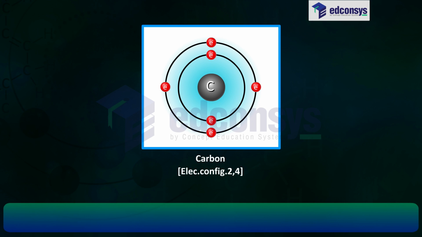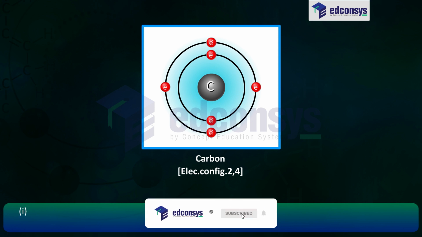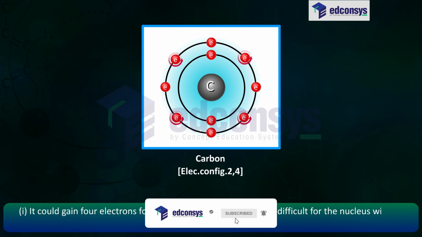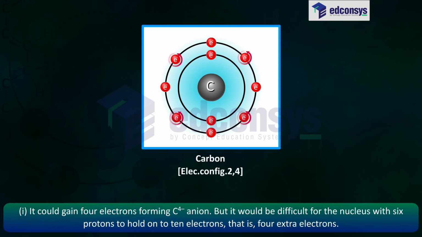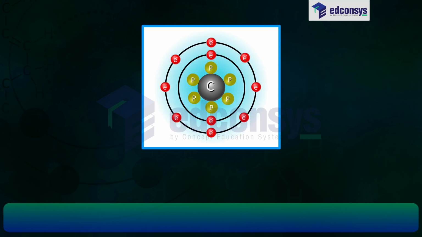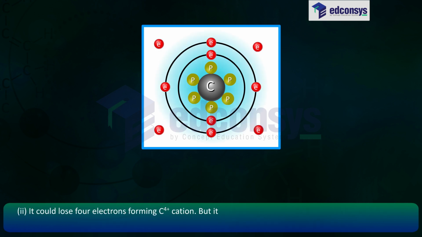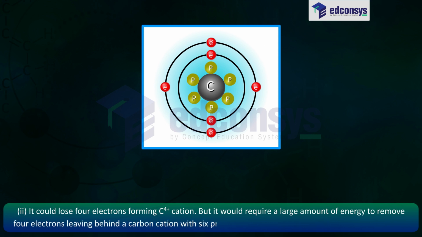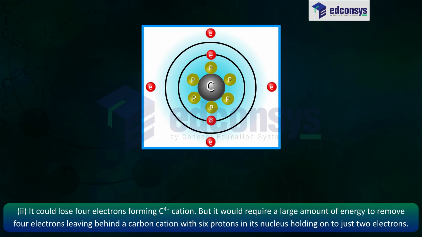If it were to gain or lose electrons, first, it could gain 4 electrons forming a C4- anion. But it would be difficult for the nucleus with 6 protons to hold on to 10 electrons, that is 4 extra electrons. Second, it could lose 4 electrons forming a C4+ cation, but it would require a large amount of energy to remove 4 electrons, leaving behind a carbon cation with 6 protons in its nucleus holding on to just 2 electrons.